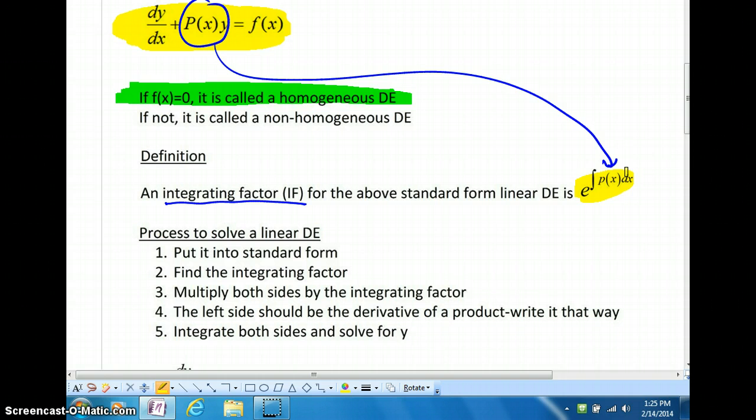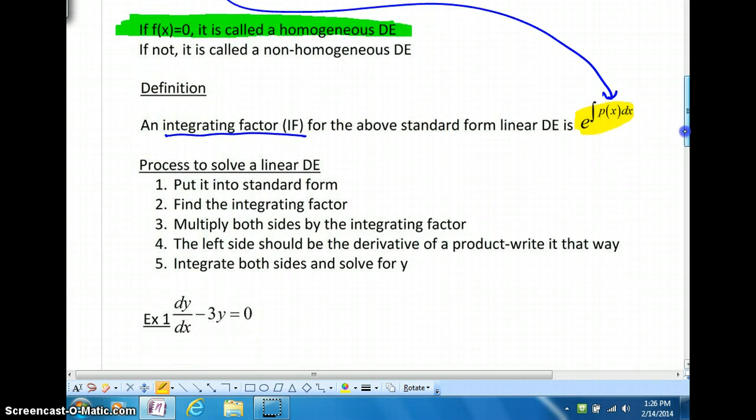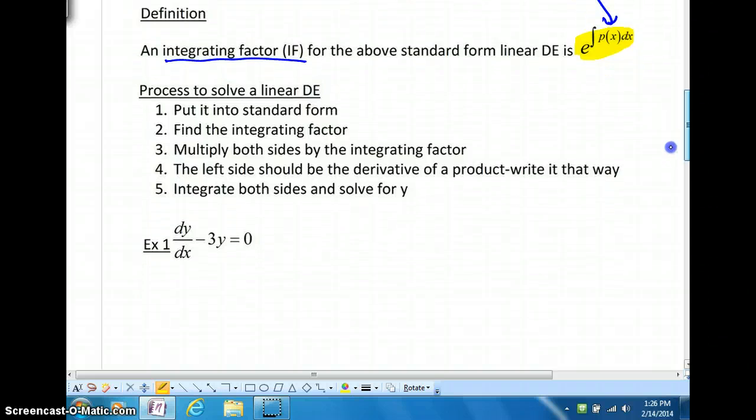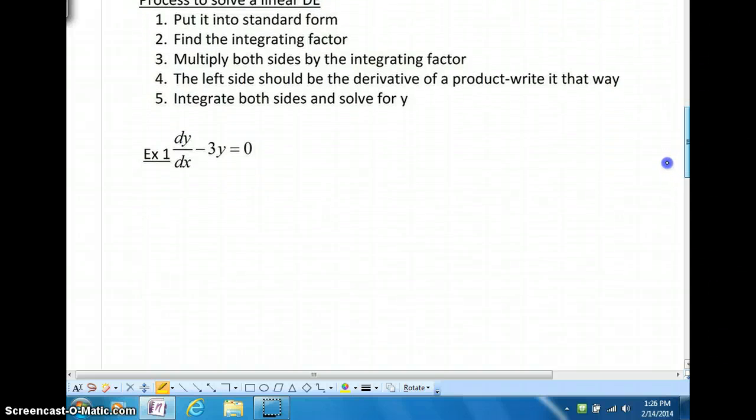The left side is going to look a lot like the product rule, always, when we're in this form. Write it that way. And then we'll integrate both sides and solve for y. Well, right now, these might be some just kind of hazy guidelines. You might be thinking, oh my goodness, could we look at a problem together?